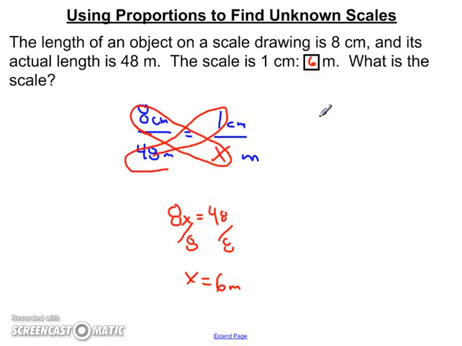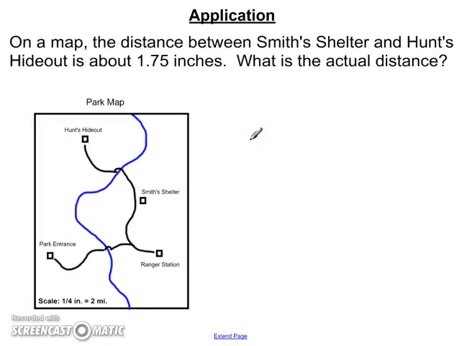And again, these are things that we do a lot on maps and in blueprints. So here we're going to have a map to use. On a map, the distance between Smith's shelter and Hunt's hideout is about 1.75 inches. What is the actual distance? You have your map here. The blue line represents a river, these black lines are trails, and there's a bridge over the river. The distance on the map from Smith's shelter to Hunt's hideout is approximately 1.75 inches. We want to know the actual distance in reality.